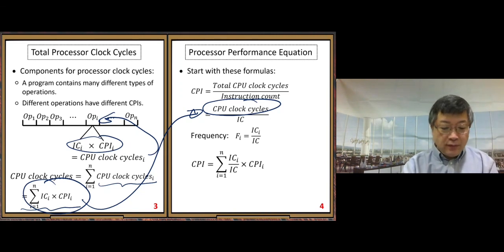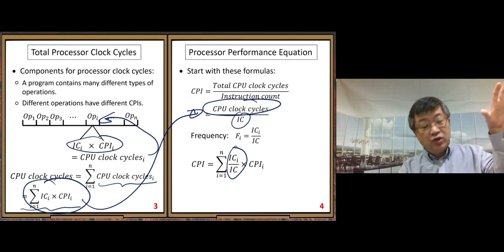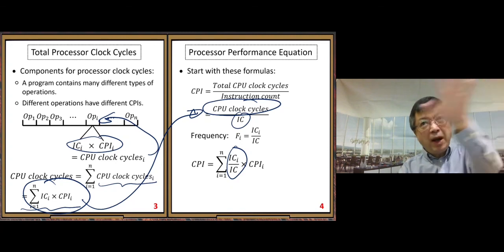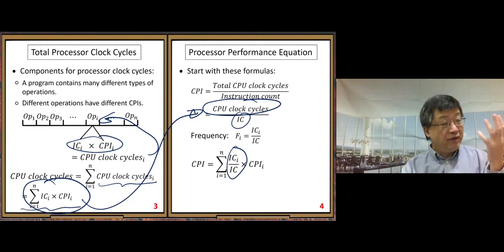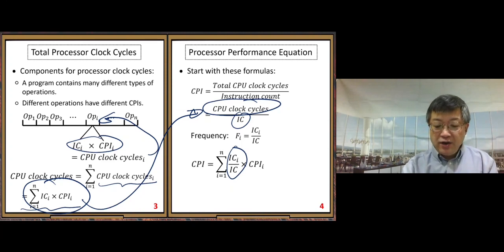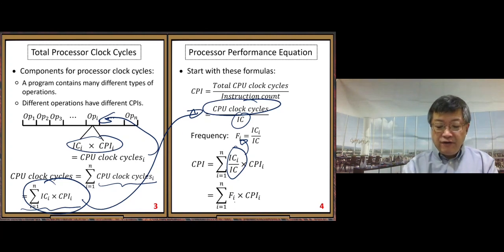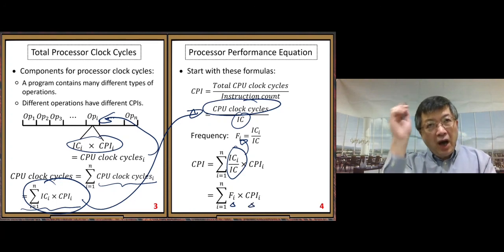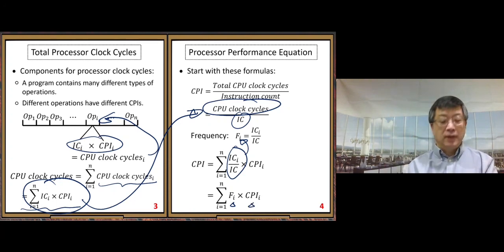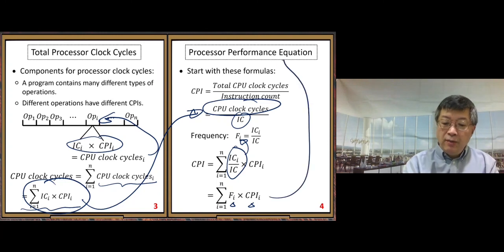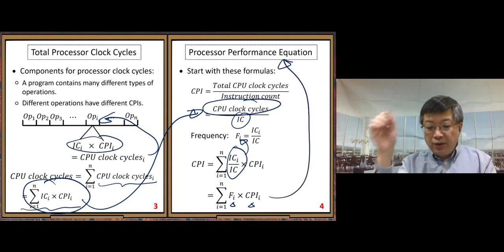Then the IC_i part. IC is a constant. So we do the division term by term. Each term, we divide by this IC, and this corresponds to the frequency concept. So we get this version: summation of F_i, frequency, times individual CPI_i. So this is the so-called processor performance equation.